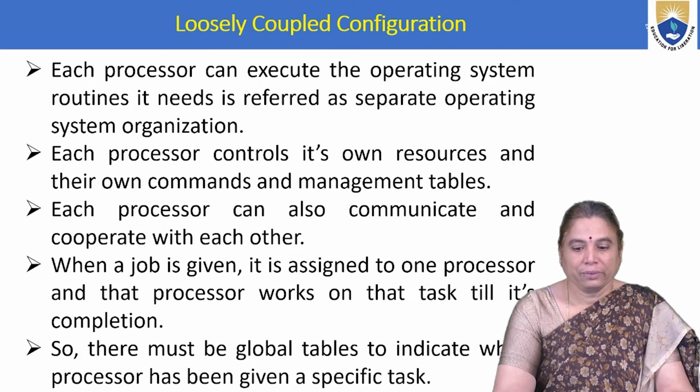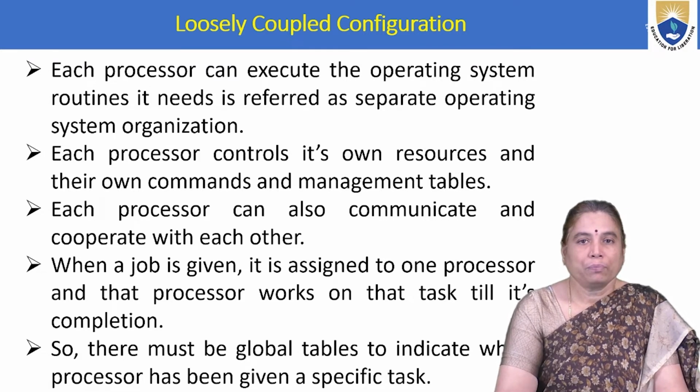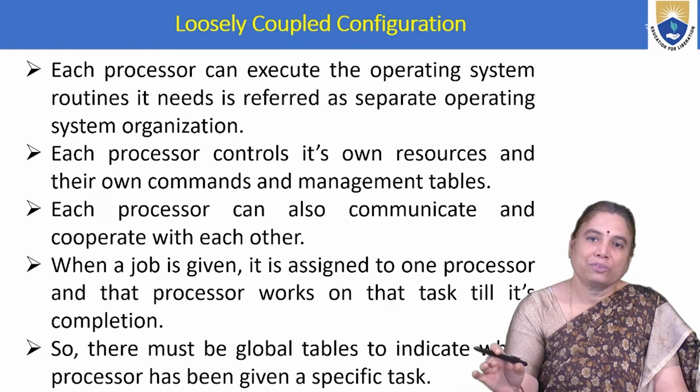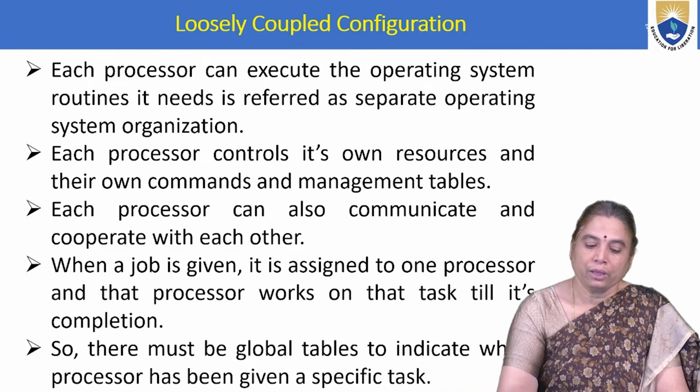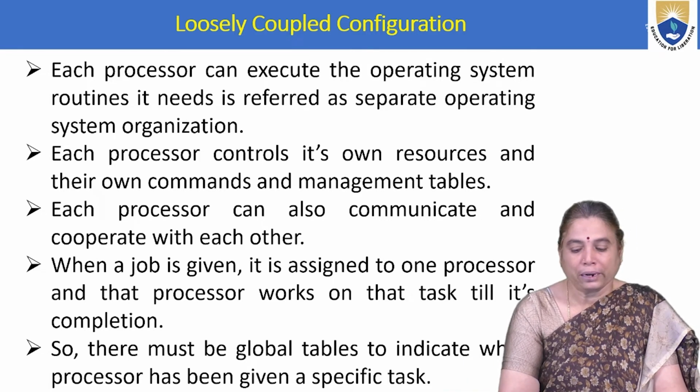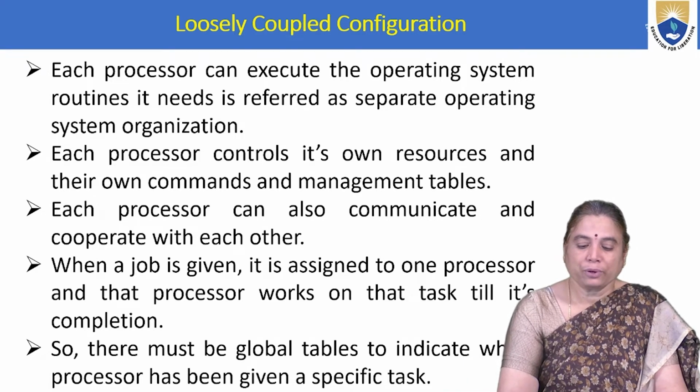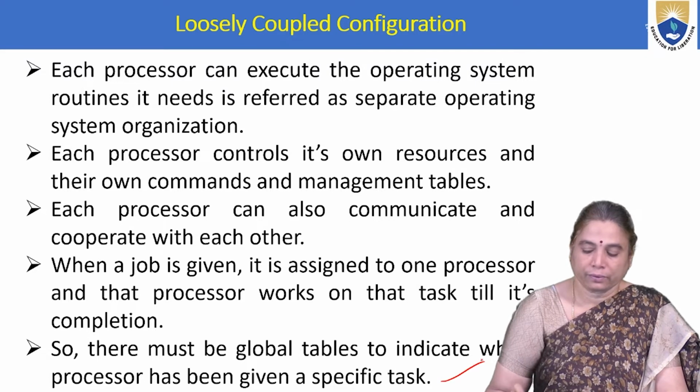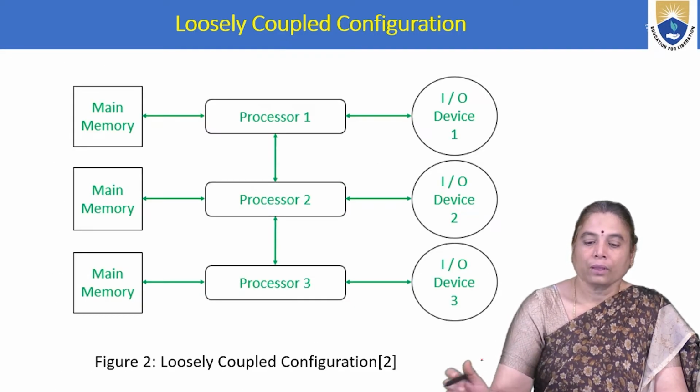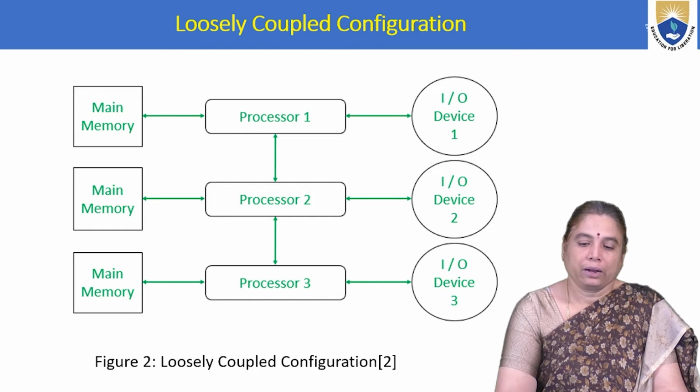When a job is given, it is assigned to one processor, and that processor executes it and is responsible for the completion of that task. So there must be a global table to indicate which processor has been given which specific task. This is the architecture of the loosely coupled configuration.